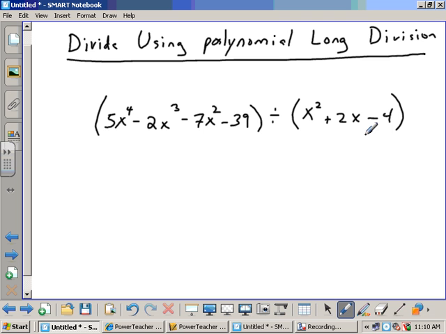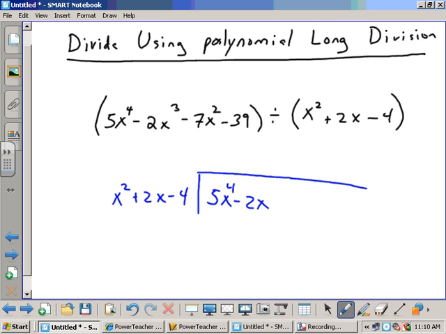So the first thing I'm going to do is rewrite this with old school division. So I have x squared plus 2x minus 4, and then we are dividing into 5x to the fourth minus 2x cubed minus 7x squared plus 0x. And again, because there's no x term, we're going to keep ourselves organized, plus 0x minus 39.